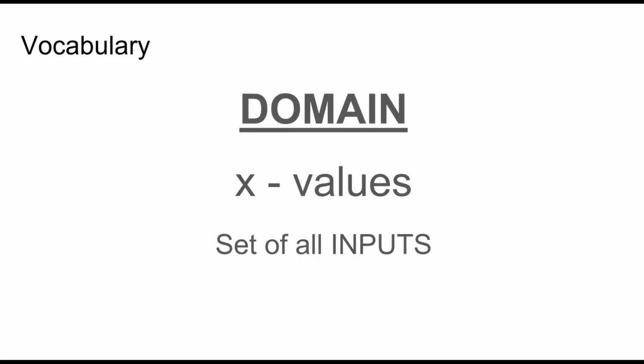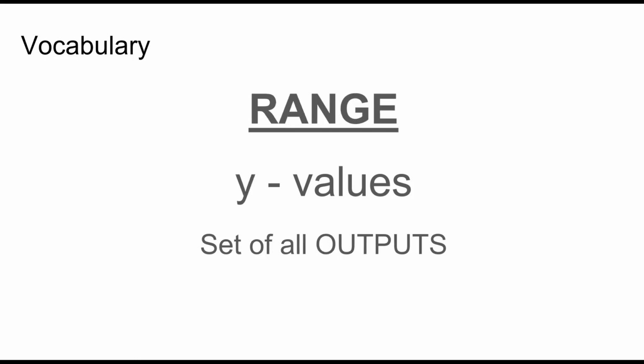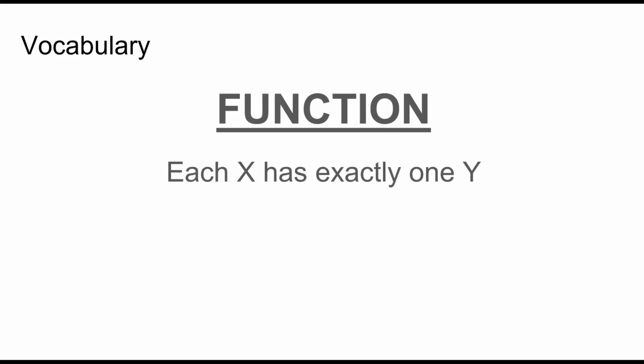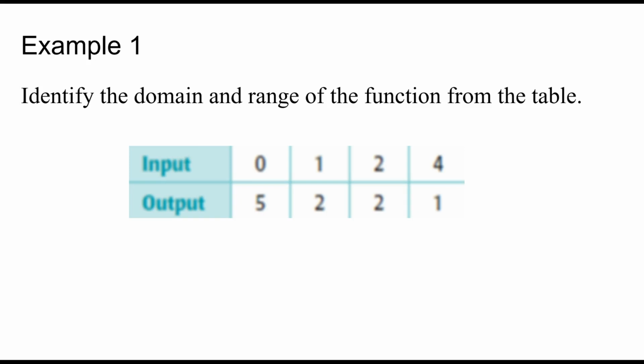Domain are the x values, or the set of all the inputs. And range is the y values, the set of all the outputs. So another way to think of a function is each x has exactly one y. We'll go into that a little deeper in a minute. So identify the domain and range from the table.